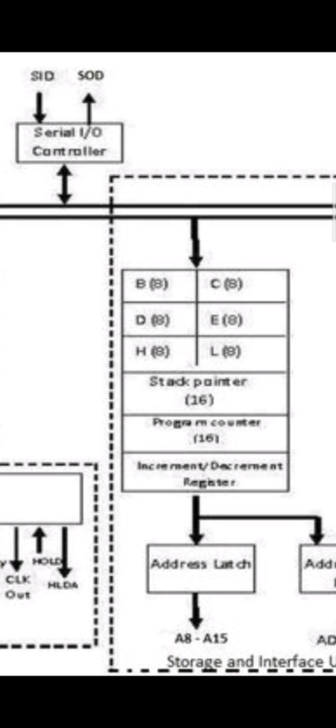Then everything is done by D flip-flops because they are all registers. Increment, decrement is also done by D flip-flops. Address latches are used so that once you have the program counter, then you have the address. The address is divided in two parts.